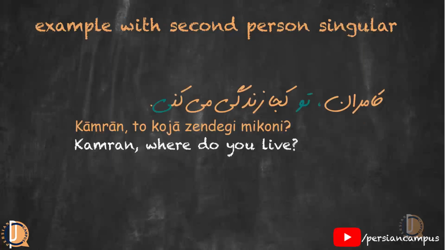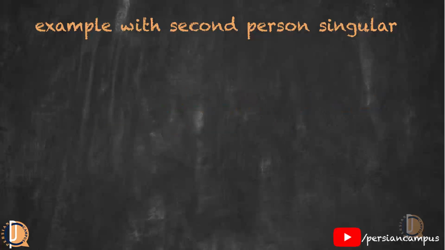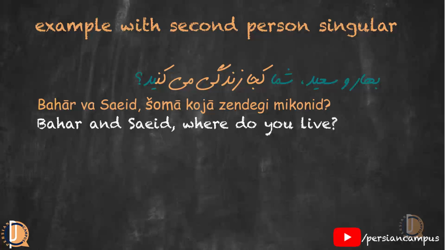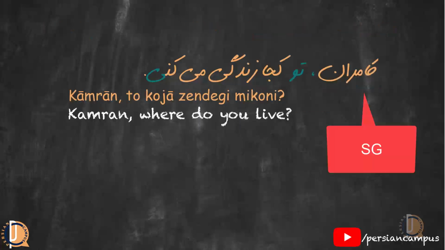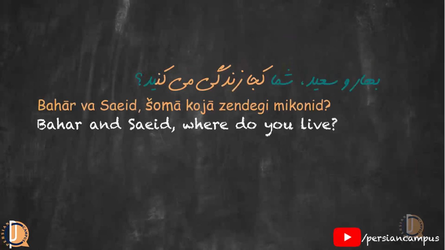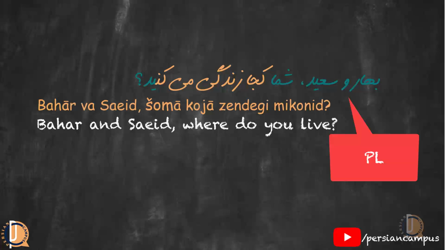کامران تو کجا زندگی می کنی؟ یه بار دیگه. کامران تو کجا زندگی می کنی؟ And next one. بهار و سعید شما کجا زندگی می کنید؟ یه بار دیگه. بهار و سعید شما کجا زندگی می کنید؟ Kamran is a singular person, so we use to. Bahar wa Saeed are two people, so we use the plural pronoun shoma.